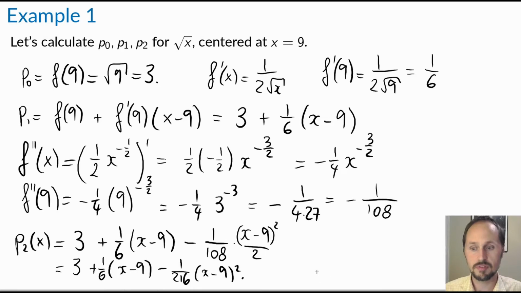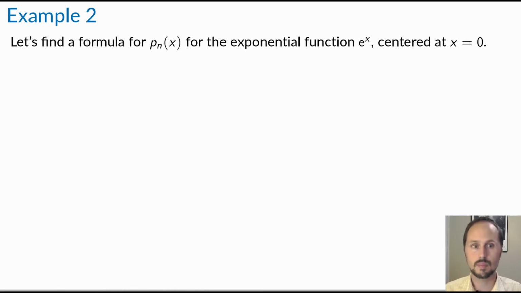But this now gives us the quadratic approximation to root x centered at x equals 9. Okay, let's do another example. Let's find the nth Taylor polynomial for the exponential function e to the x, where we're going to center it at x equals 0. Now this is a nice problem because we know how to find all the derivatives of e to the x.